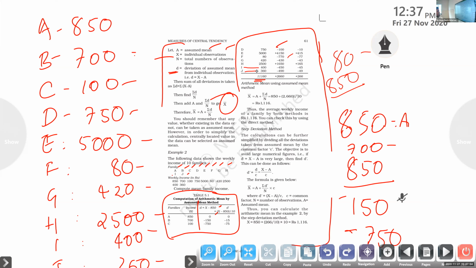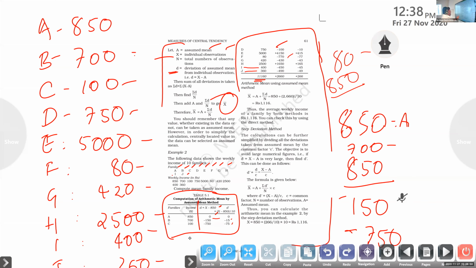Clear or not? Next activity, we want to find the D dash. We want to divide these deviations by the number of families. For the first family A, 850 minus 850 is 0, and 0 divided by 10 is 0, no value. Next, B, minus 150 divided by 10 is minus 15. Coming to minus 750 divided by 10, we get minus 75. The equation is D dash equals x minus 850 divided by 10. The changes we are able to find here.